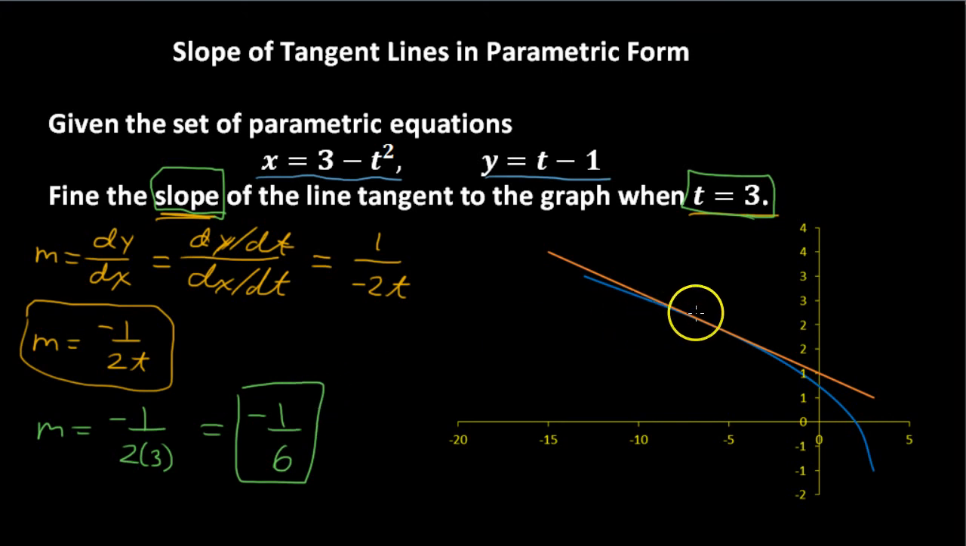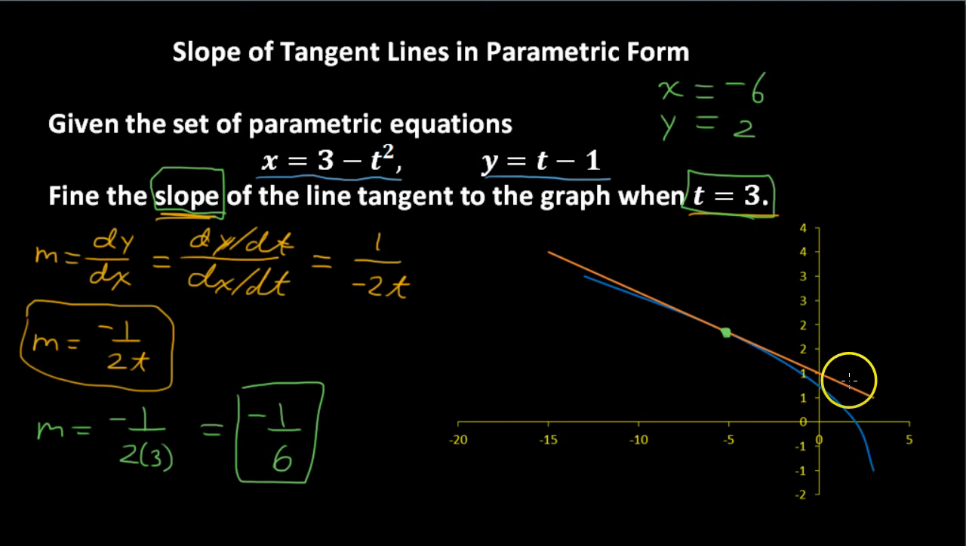Now, let's talk a little bit more about this. When t is 3, where does this tangent line hit this graph? What xy coordinate? Well, x would equal 3 minus 9, or negative 6, and y would equal 3 minus 1, so that is 2. And we can see that graphically. It's negative 6, 2. So right about here, we've got that point of tangency.